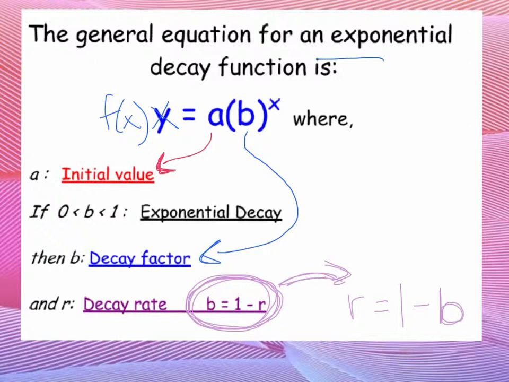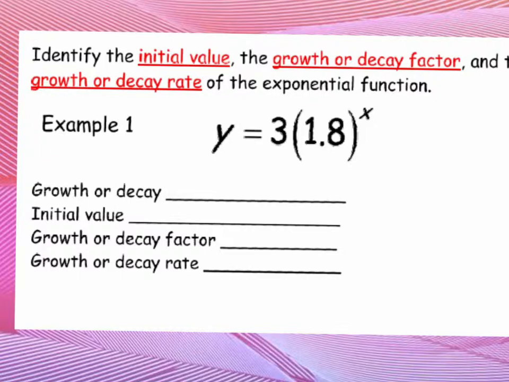Okay, let's go ahead and recap. Remember, your initial value is a on the outside of the parentheses. If b is between 0 and 1, you have exponential decay. What's inside the parentheses is your decay factor. And if you needed to know your decay rate, you would do 1 minus b, what's inside the parentheses, and that would give you your decay rate. Okay, this information on both the last two slides will be important for us to practice our next couple of examples. Okay, go ahead and write everything you see on the screen here.